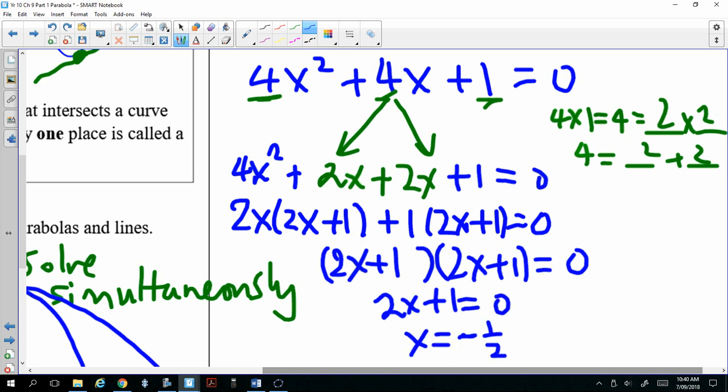Or you can use the quadratic formula. If it's longer for you when it's non-monic, you may be better off using this formula. Yes, I agree. Okay, once you find x, what do you have to do?